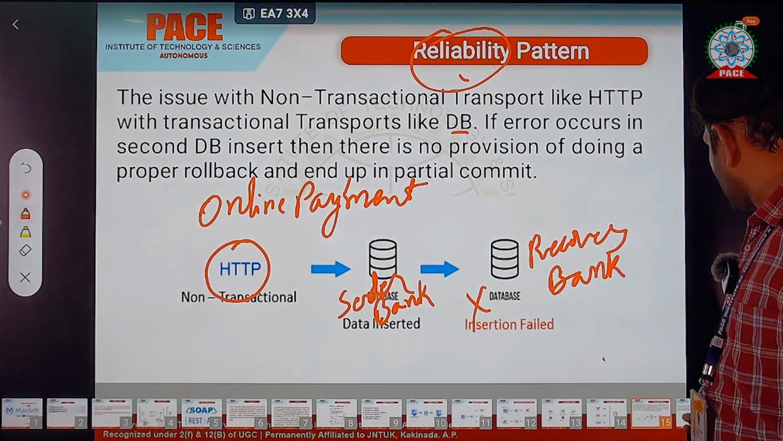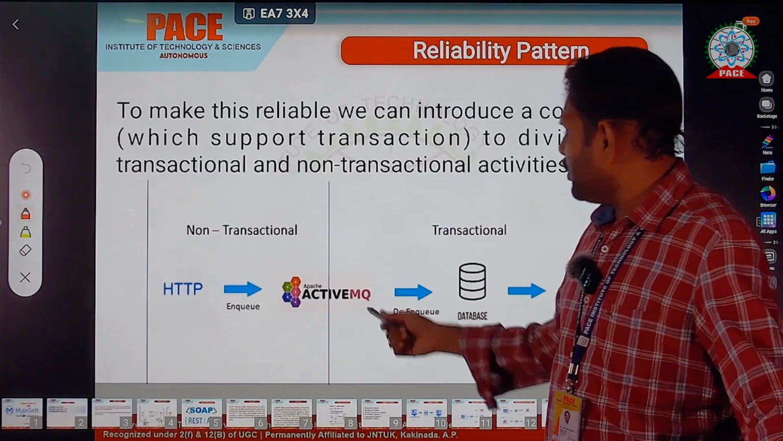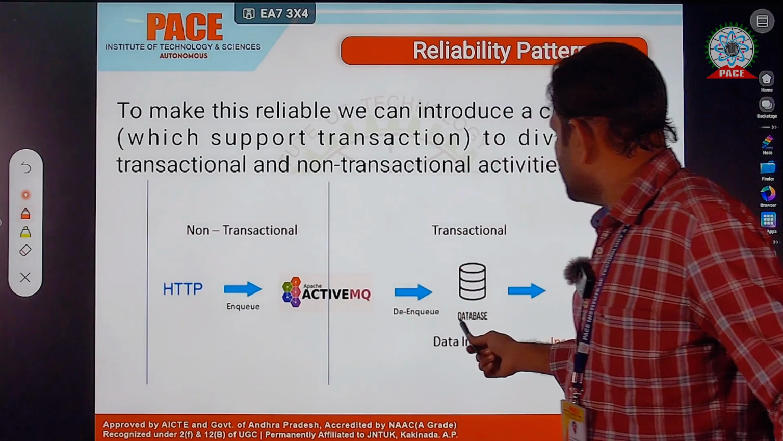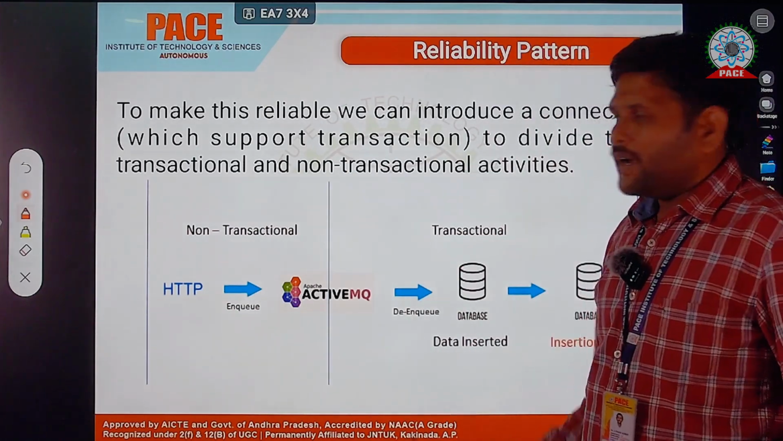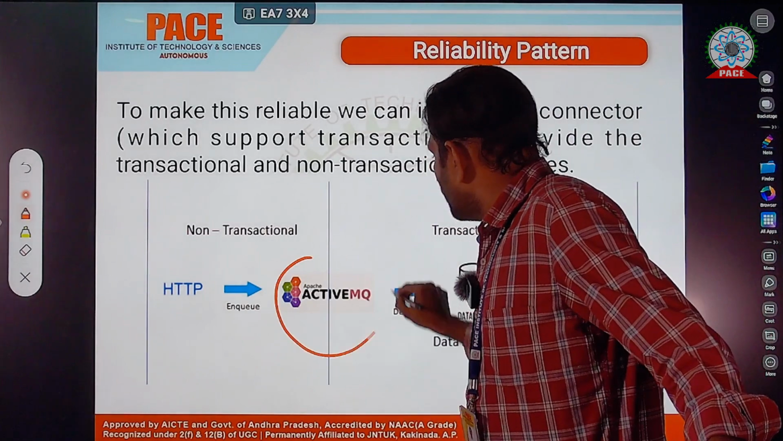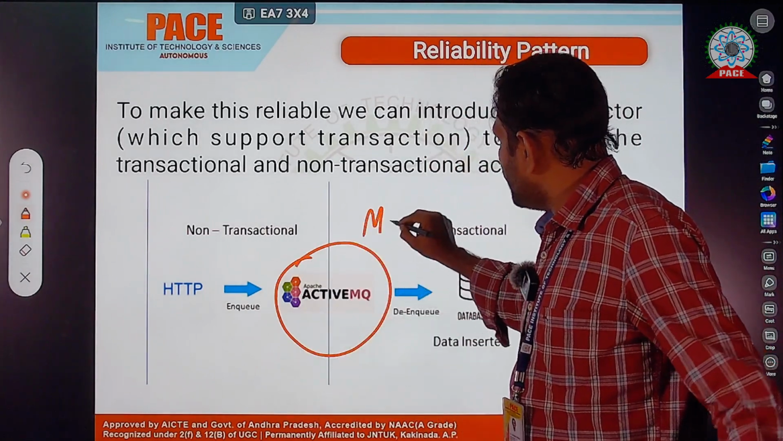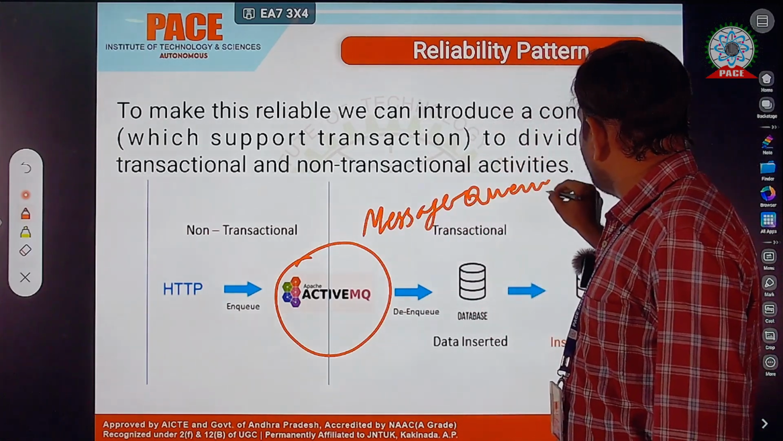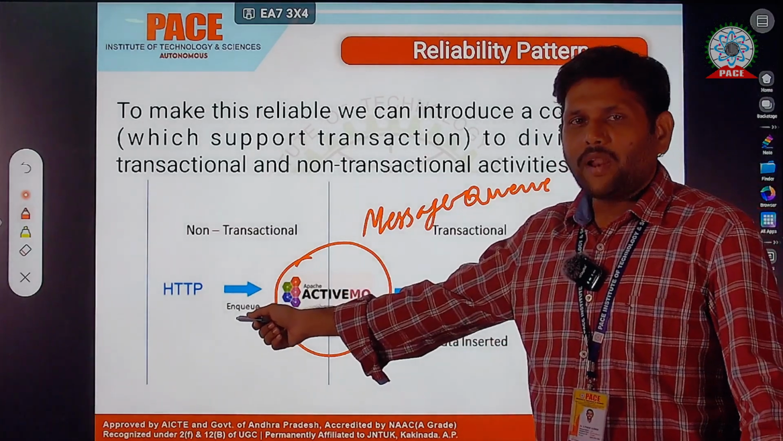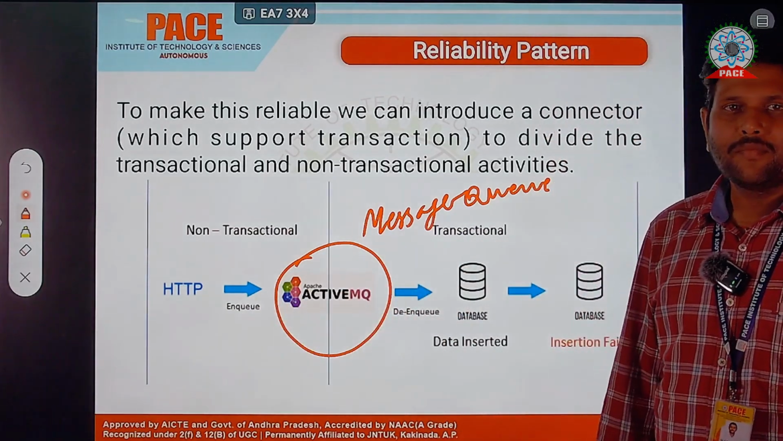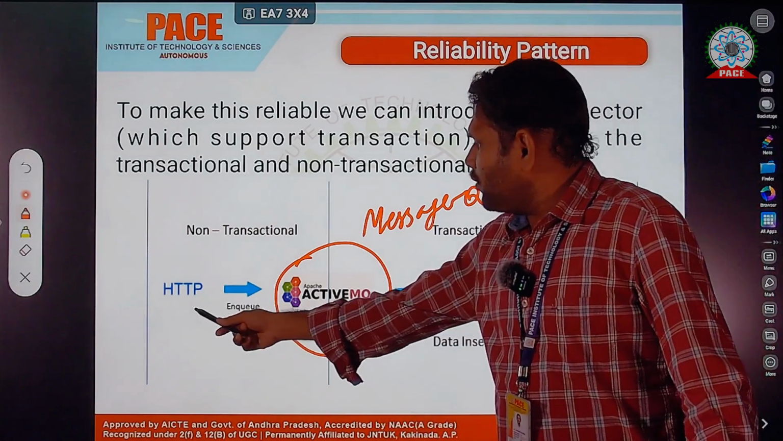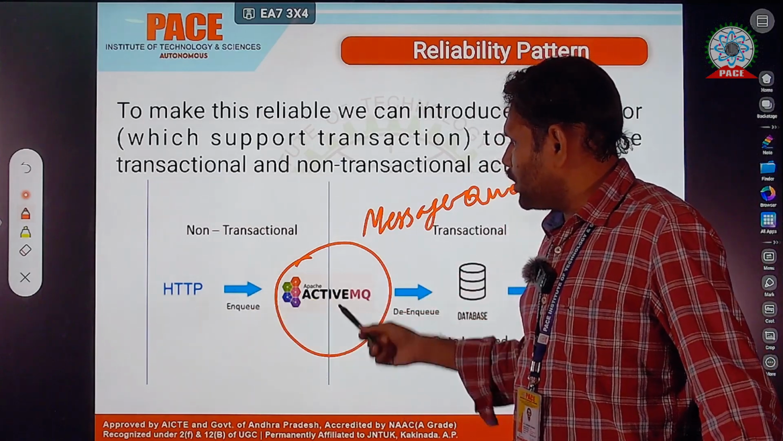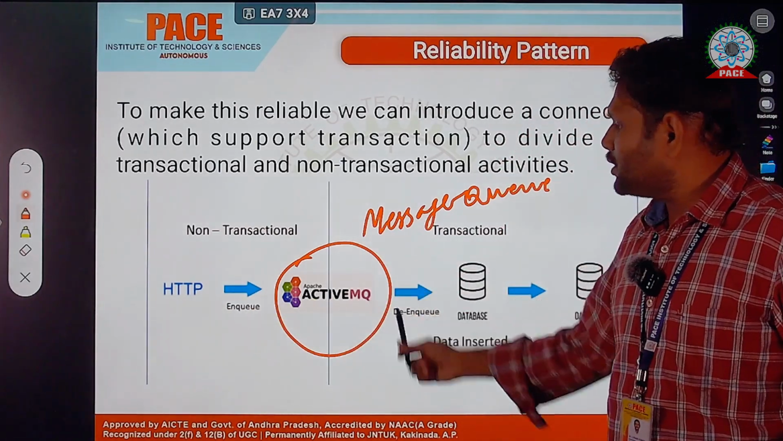You can see how we can do that. The same thing as on the previous screen, from HTTP to database and database. But in between, first we have to use one message queue. We implement one queue between the transactions and the initial transaction. Then what will happen? First of all, whatever transaction is initiated, that information will be stored in the message queue.